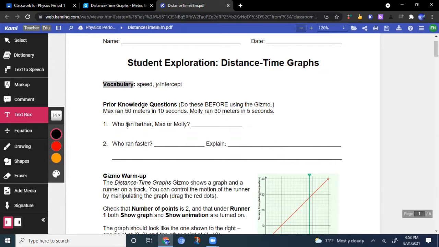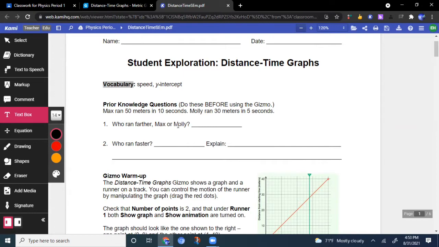Take a second, pause the video, and take a few minutes to answer questions 1 and 2. Who ran farther, Max or Molly? Who ran faster? Explain. Okay, now to be able to answer these questions right here, sometimes they are just predictions, what you think, and the answers, of course, may vary. In this instance, there's a right or wrong answer, and I'll go over them with you.